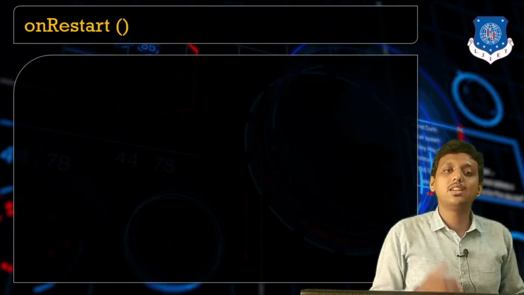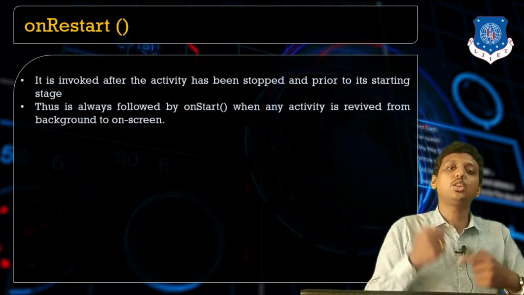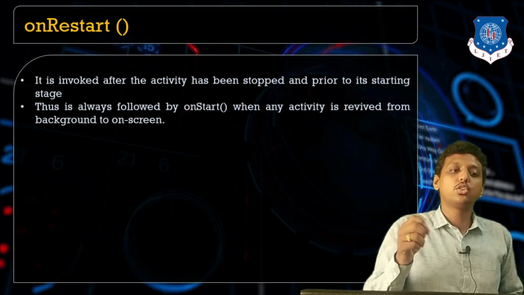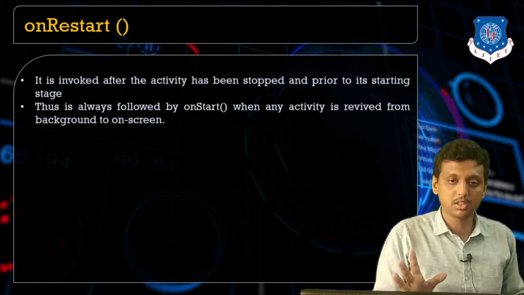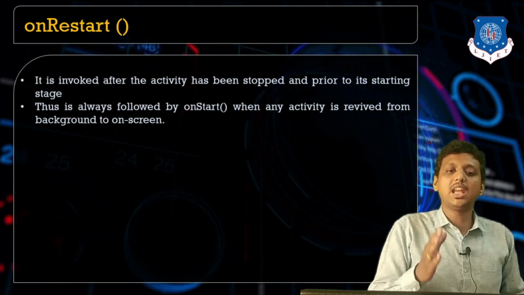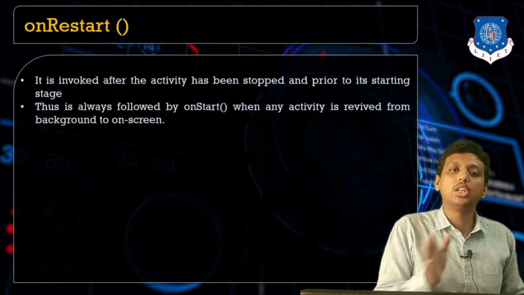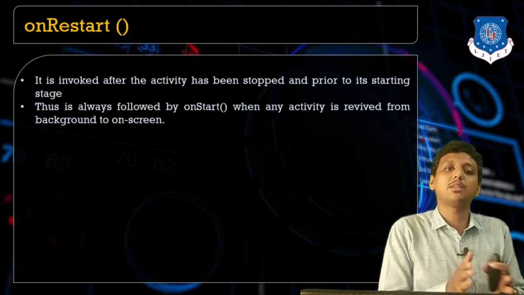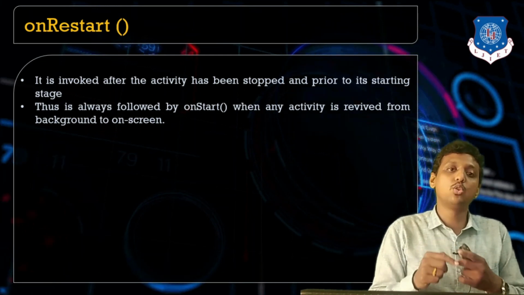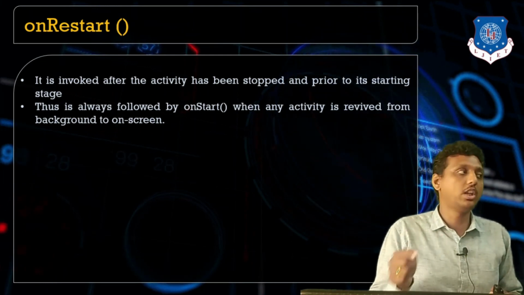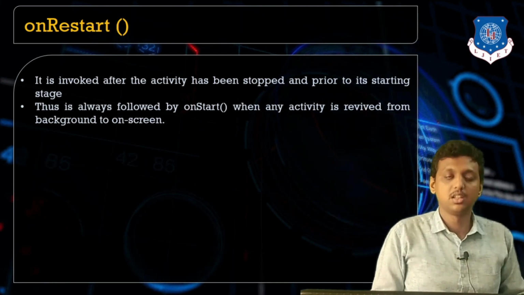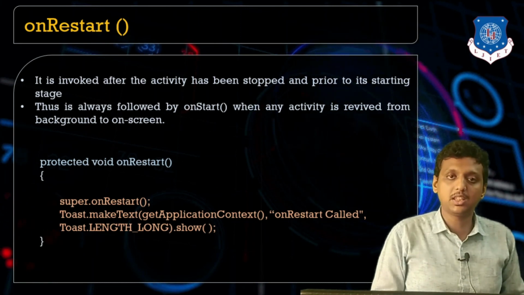Next is the onRestart. Students, when your activity tries to get restarted after the stop, it will restart. Stop, restart. So it is invoked after the activity has been stopped. Then it is followed by the onStart. When any activity is revived from the background onto the screen, the onRestart method will be called. If I click on the background button, the activity goes into the pause state. When I call it again, it comes into the restart state. So here is the onRestart method.